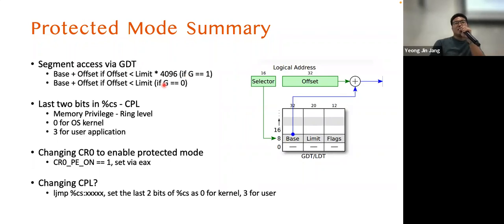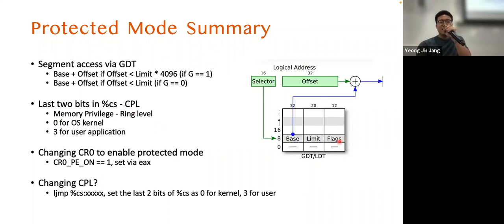The limit bits are 20 bits, but depending on the 1 or 0 of the G bit, that will define the granularity of the limit. Because each entry size is 8, we only use the index as a multiple of 8. So we will not use the last 3 bits, but we will use the last 2 bits in all the segment registers as the current privilege level.